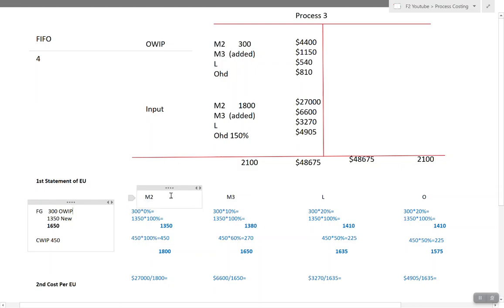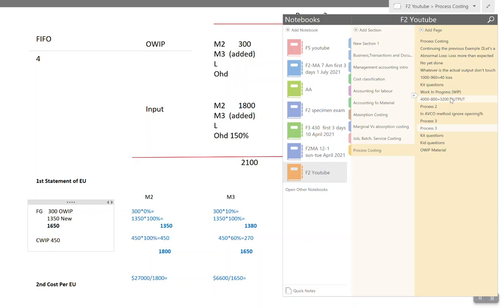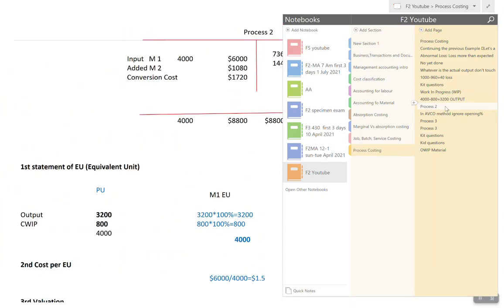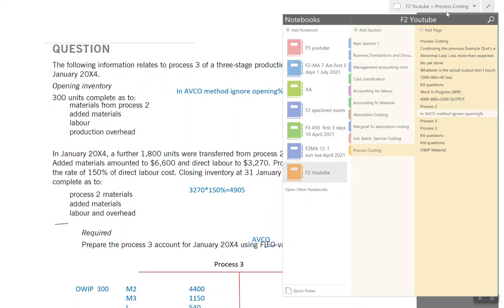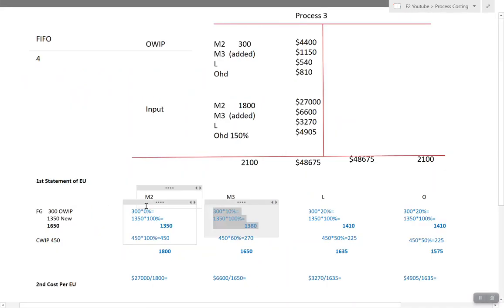Now in opening work in progress units, we will only do the work that is remaining. So if 100% of the work was done last period, what did we do this period? Nothing. If 90% work was done last period, what did we do this period? 10%. If 80% was done last period, we did 20% this period. So with opening work in progress, we take the remaining percentage because we did what was remaining this period.